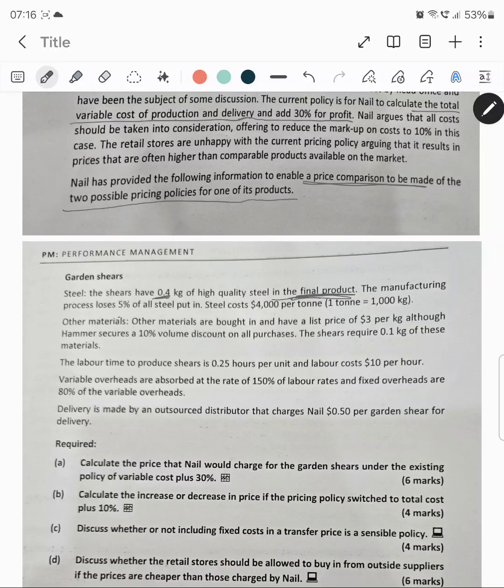Other materials are bought in and have a list price of 3 per kg, although Hammer secures a 10% volume discount on all the purchases. The shears require 0.1 kg of these materials. The labor time to produce shears is 0.25 hours per unit, and the labor cost is 10 per hour. The variable overheads are absorbed at the rate of 150 per labor hour, and fixed overheads are 80% of variable. So fixed costs are 80% of the variable cost.